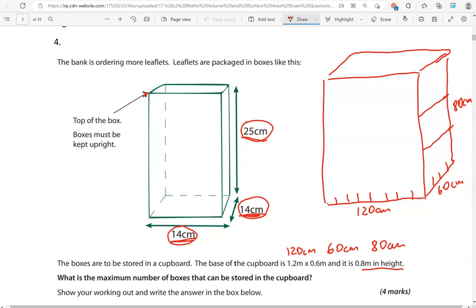So if I show this, give you an idea how many boxes will fit.